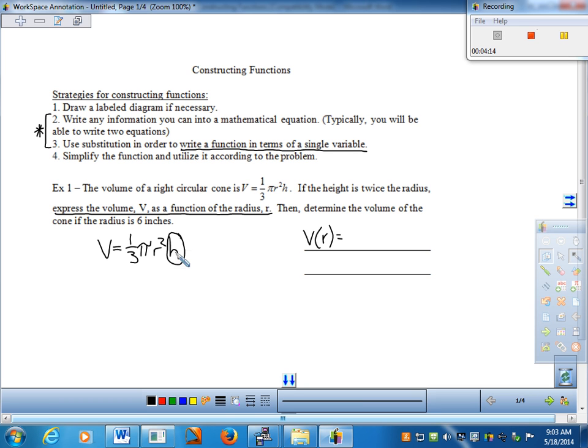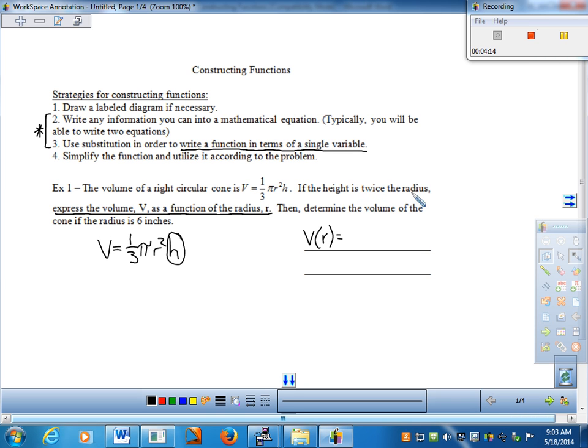So what I'd ask us to do is go back to the example. And what we need to do is write a second equation. As it says, and this doesn't happen all the time, guys, but essentially it says write any information you can into a mathematical equation. Typically, you'll be able to write 2 equations. Well, we wrote 1. That's beautiful. Now what I need is a second one. And so if you kind of look at the problem here, what we're looking for is a relationship between height and radius, and I think I have that right here. Height is twice the radius.